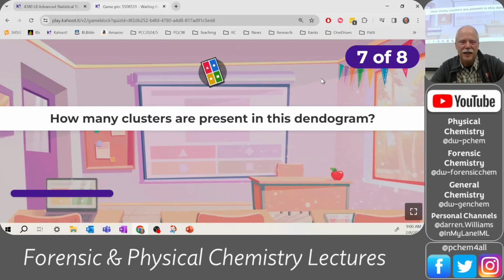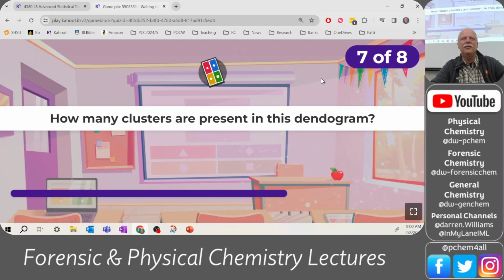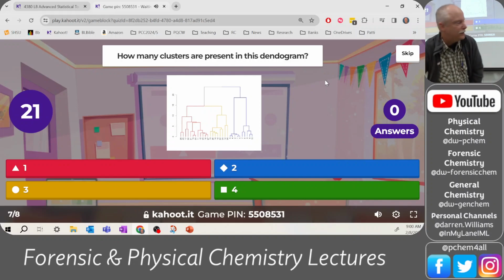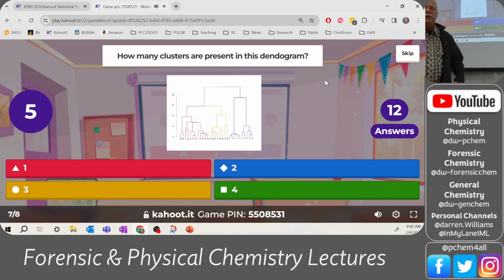Multiple select. How many clusters are present in this dendrogram? Oh, can you see it? It's kind of tough to see. So you can look at these little areas here and see how many clusters you think there are. And this one would be a judgment call. We might have to arm wrestle over it. So that's why I let you have 2 answers. Pick your favorite.